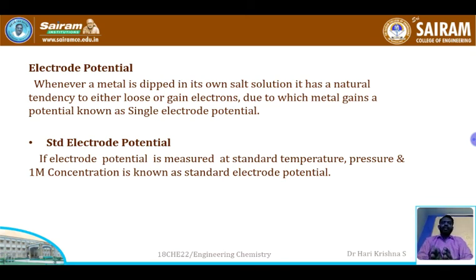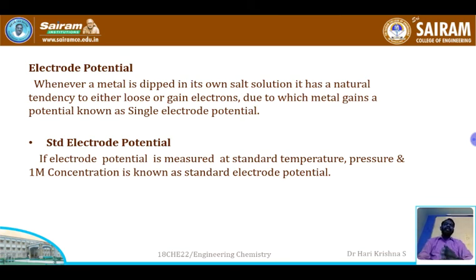So for that instance, you have electrode potential, right? So what do you mean by electrode potential? Hereafter we are going to use these terminologies. So whenever a metal is dipped in its own salt solution, it has a natural tendency to either lose or gain electrons, due to which a metal gains a potential which is simply known as electrode potential or single electrode potential. So whenever a metal is dipped in its own salt solution, it undergoes oxidation.